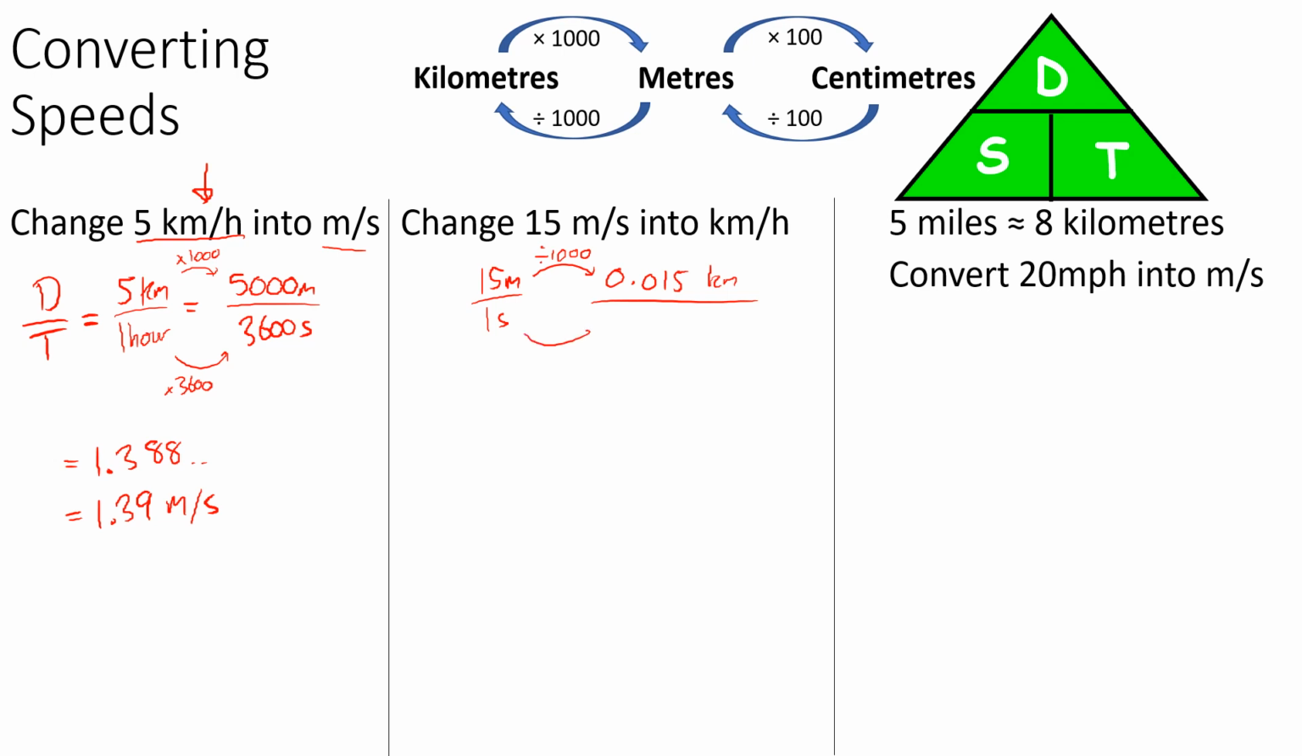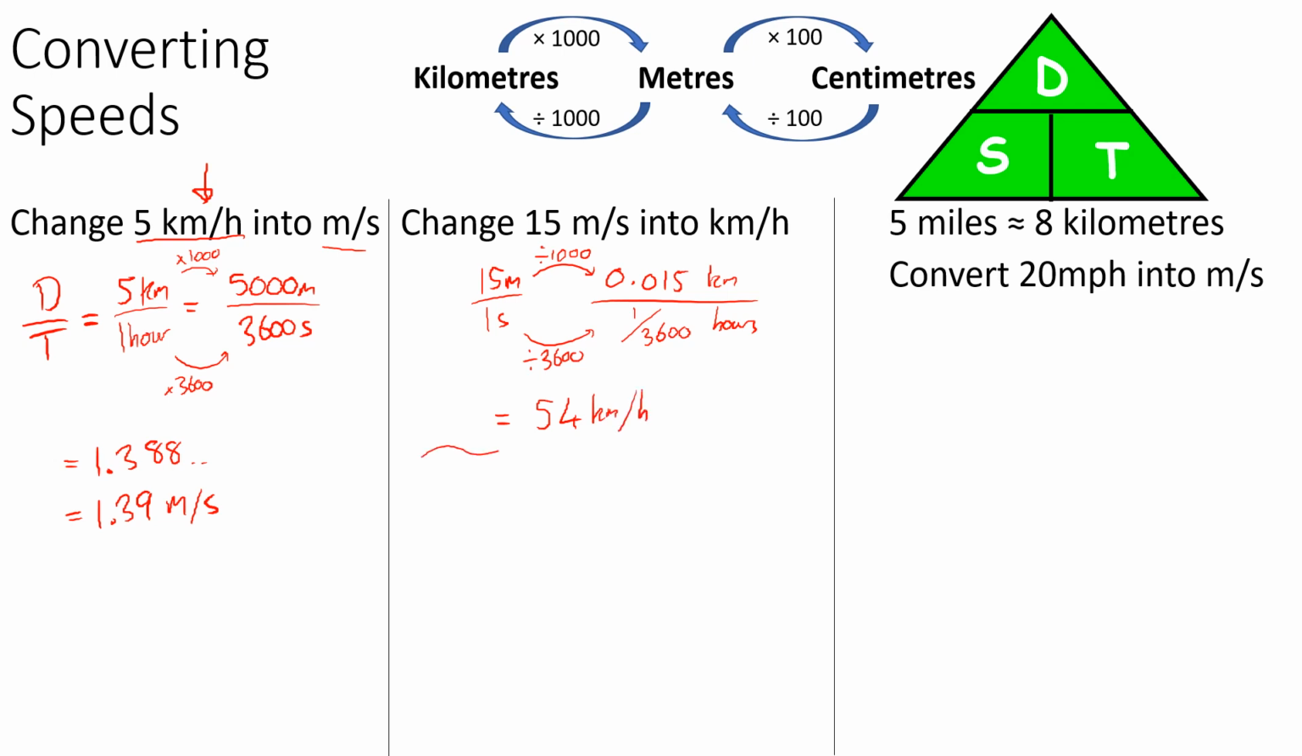Seconds, we're going to have to divide by 3,600. Now, probably it's tempting to use a decimal here, but I think that's a bad idea because the decimal is really long and recurring. So it's best to just use the little fraction you get. If I do 1 second divided by 3,600, I just get 1 over 3,600. So that gives me the sum that I actually need to do. If I do 0.015 divided by 1 over 3,600, I will get 54 kilometers per hour.